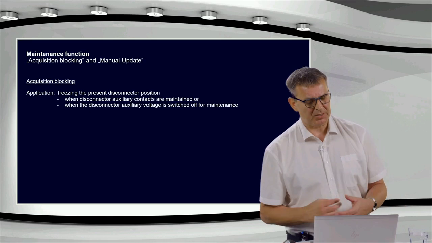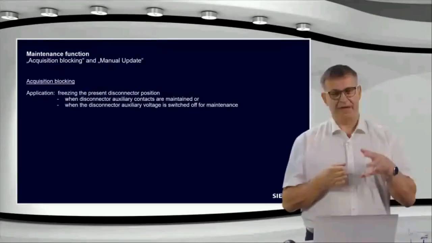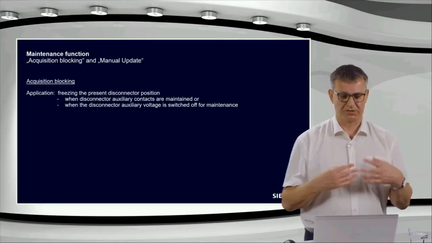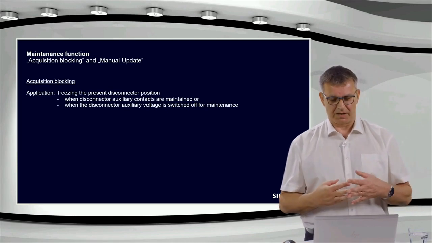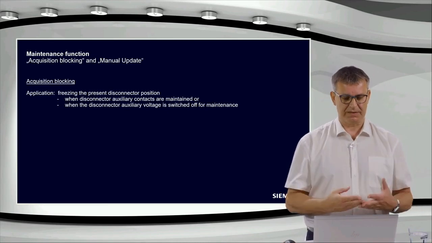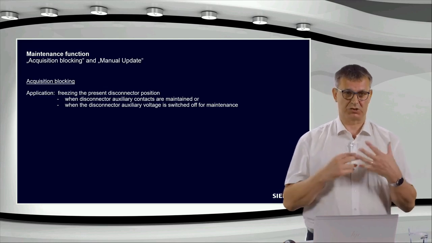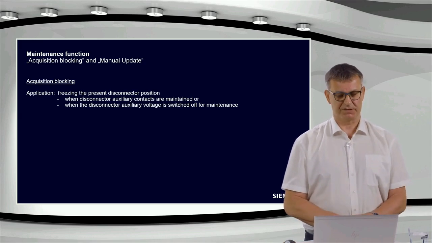The application is really to freeze the disconnector image, to make it independent from the positions of the auxiliary contacts of the disconnectors and the circuit breakers. This may be the case and must be done when the auxiliary contacts of the disconnectors and circuit breakers are being maintained, or when the auxiliary voltage of the SPAY for the disconnectors is switched off for maintenance.